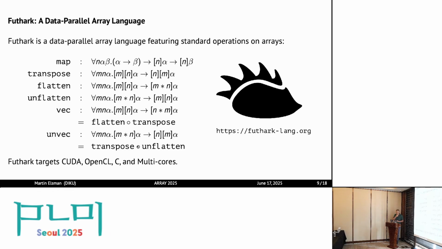Now, Futhark targets. Can I ask a question? Yes. So have you considered extending it to higher dimensional arrays, such as the leading axis theory, where you can apply a function along an axis of a higher dimensional array in the same fashion you do with vec and unvec?